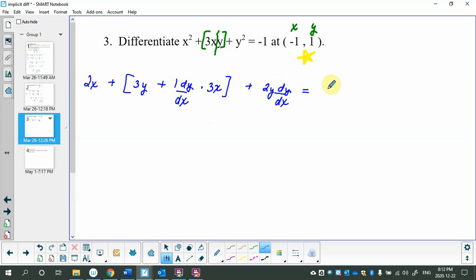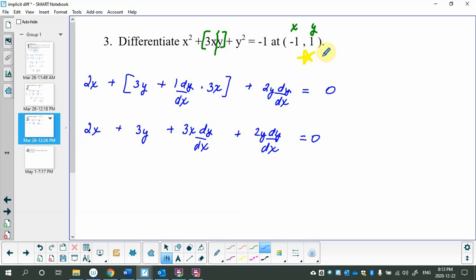Equals, derivative of negative 1 is 0. So I'm going to make this look a little bit pretty, so no changes here. So 1 times 3x is 3x, and then I'll tack the dy by dx onto the back. Plus 2y dy by dx equals 0. So here's where it changes. Yes, of course, I can take this term to the other side and subtract it. I can common factor dy by dx out of these two terms and divide by a bracket.